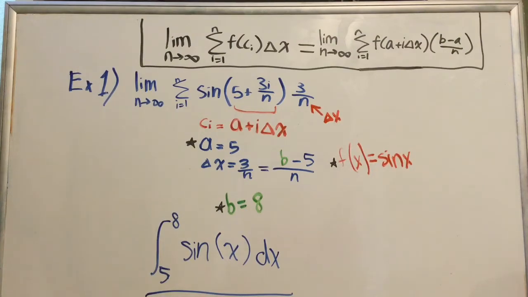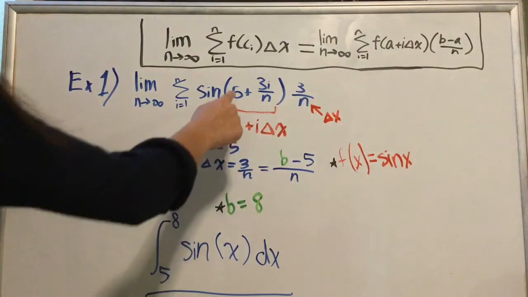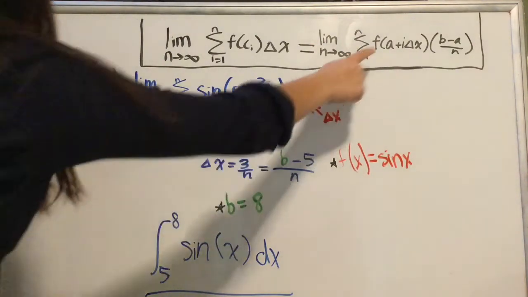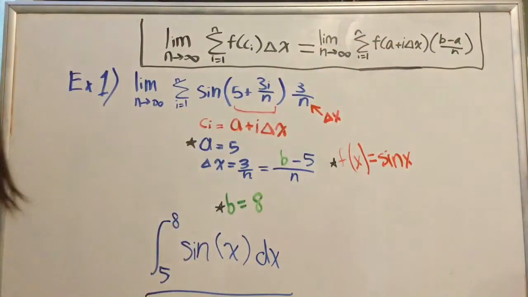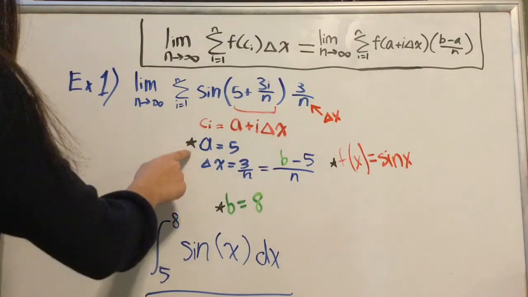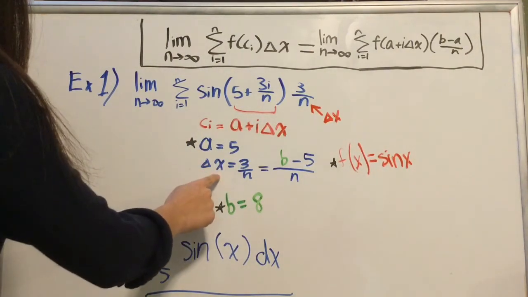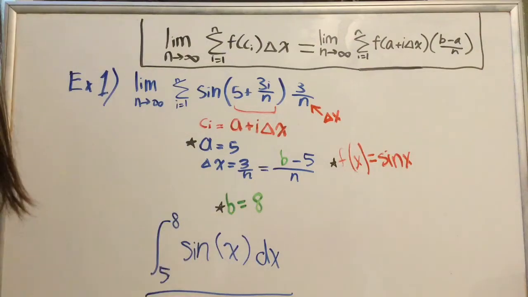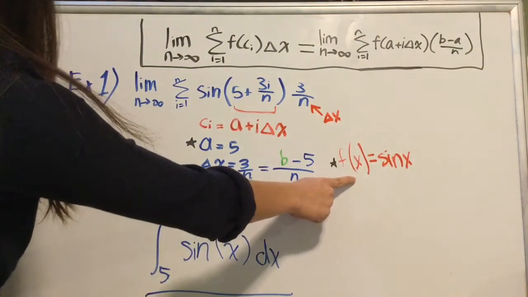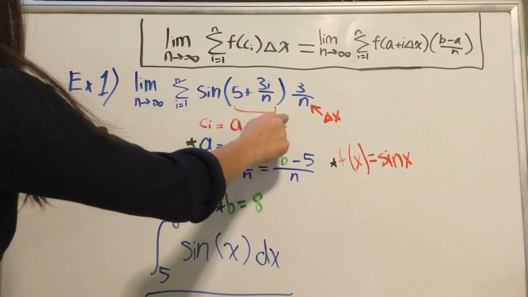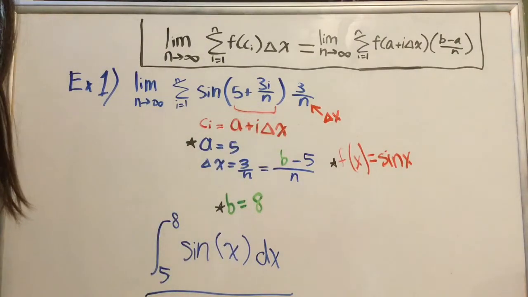You would need to find the values of a, b, and f of c sub i. From this expression, you can deduce that 5 plus 3i over n is equal to a plus i delta x. So you can deduce that a equals 5 and delta x equals 3 over n. You can also deduce that f of x is equal to sine of x, because here the expression is equal to sine of c sub i.